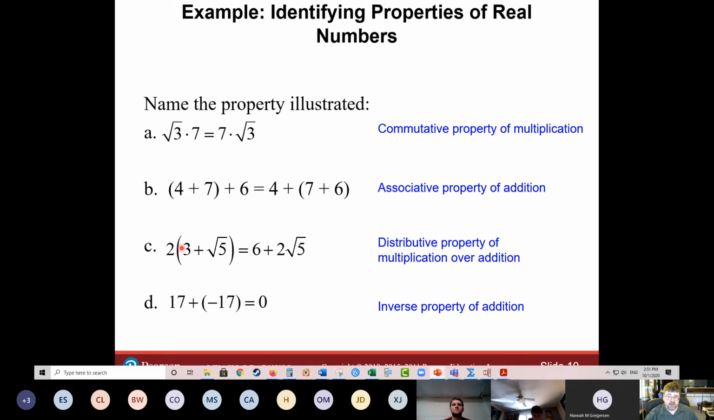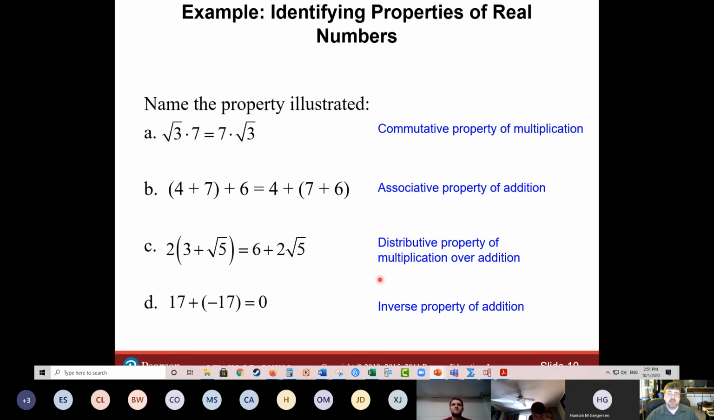Here we have the distributive property, and again, you can just say the distributive property of multiplication over addition. 2 times 3 is 6. 2 times the square root of 5 is 2 square root of 5. And then finally, the inverse property of addition, as an example: 17 plus negative 17 equals 0.